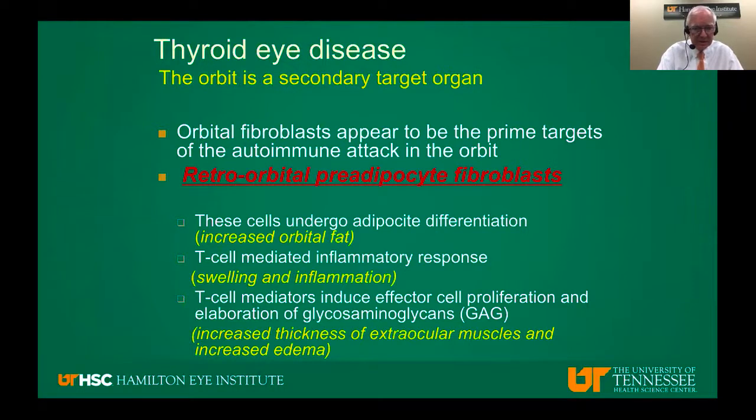Classic in other places is the brow fat pad increase, and that's been reported in the literature fairly often. T-cell mediated inflammatory response, or the inflammation, is occurring in the active form of the disease. So we see swelling and inflammation. In acute orbitopathy or thyroid ophthalmopathy, we do see swelling and inflammation. I've got some photographs of people with this. And the last, the increased thickness of extraocular muscles, or the elaboration of glycosaminoglycans, causes thickness within the muscles.